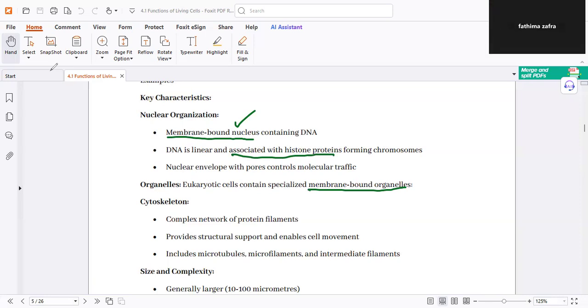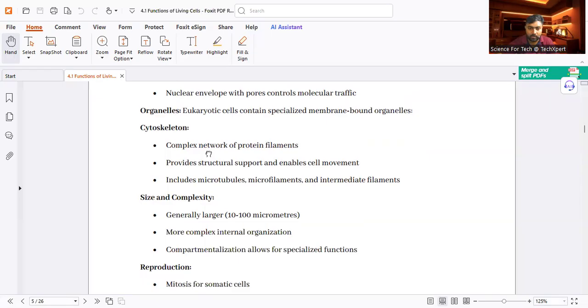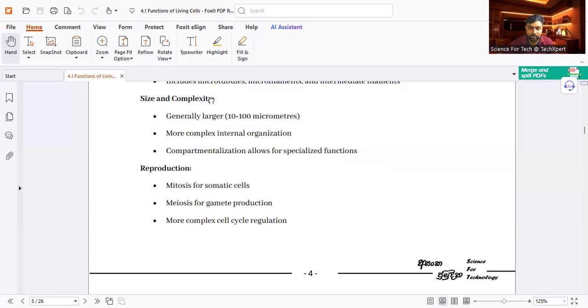Okay, membrane-bound organelles are there. Then a complex network of the cytoskeleton. That is not too important, okay? Complex network of protein filaments enabling cell movement: microtubules, microfilaments, and intermediate filaments. Too much important.